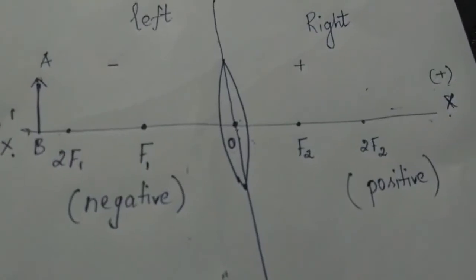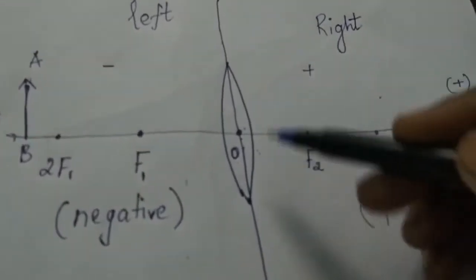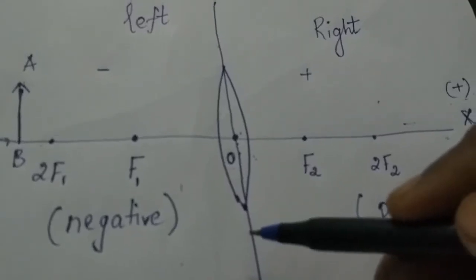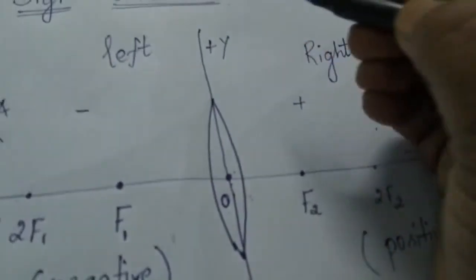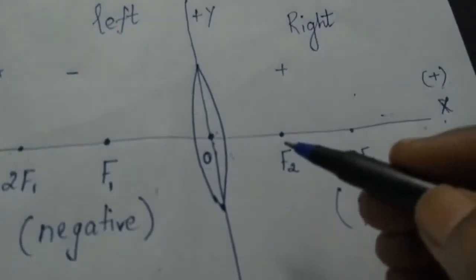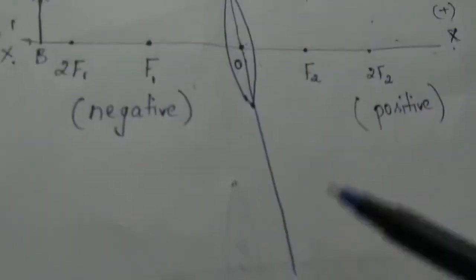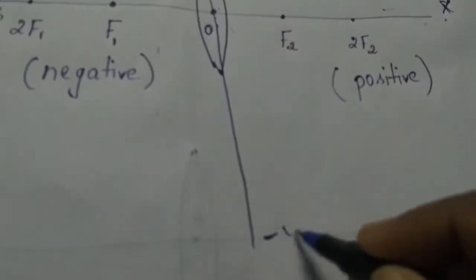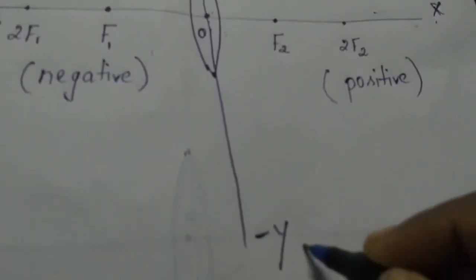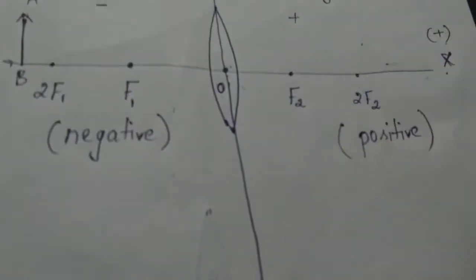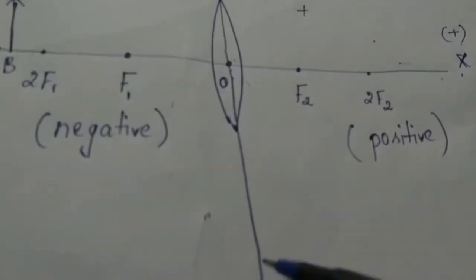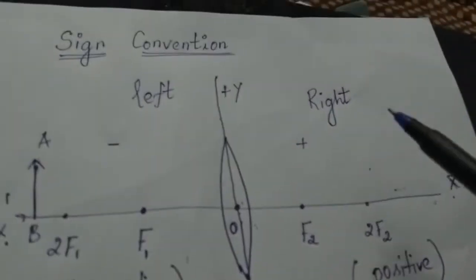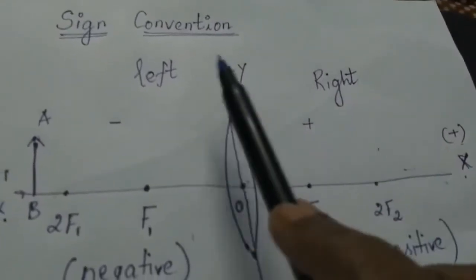And then the height measured upward, perpendicular to the principal axis along the plus y axis of the lens, is taken as positive. And the height measured downward, along the minus y axis, perpendicular to the principal axis of the lens, is taken as negative. So this is a sign convention.